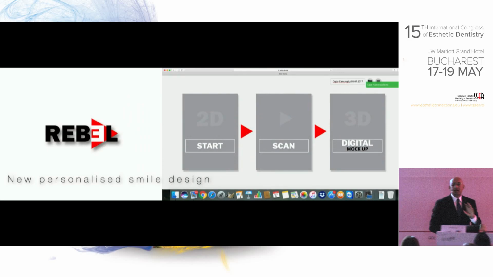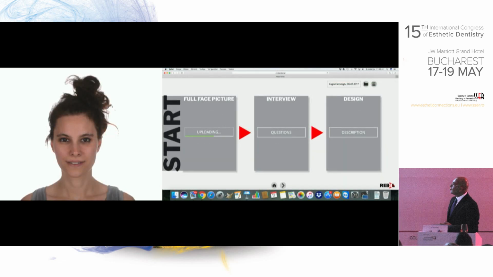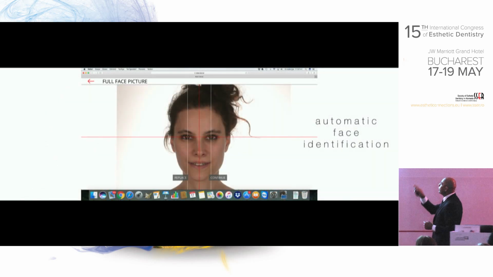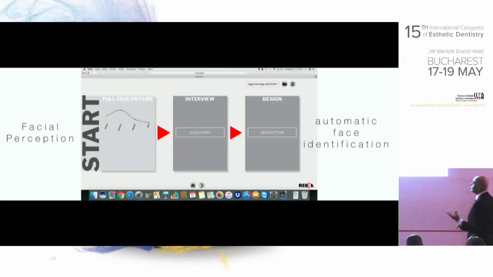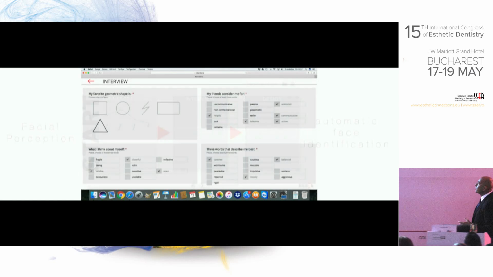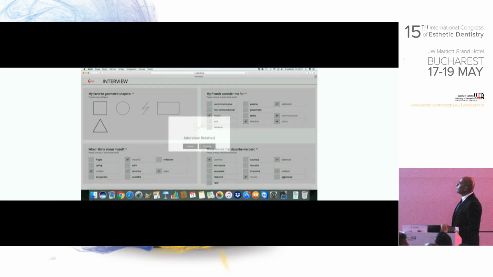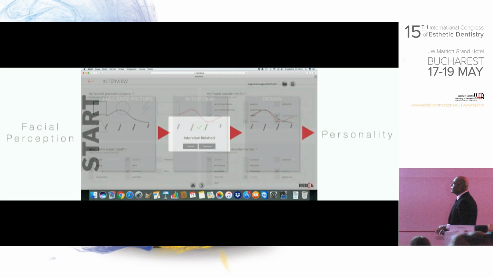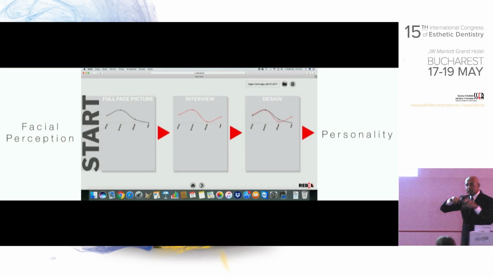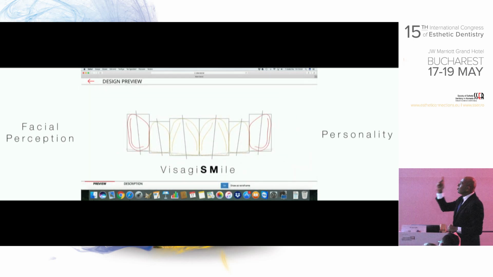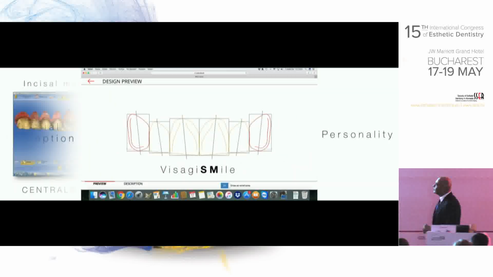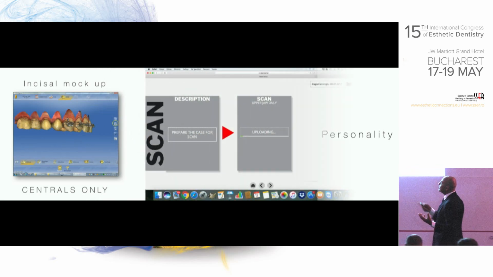At this point, I'm just getting into Rebel. What do I do? I take the picture of this patient and upload it. These are the pages you will be seeing. It will give me the facial perception, a very quick questionnaire. And then once it's completed, it tells you the combination in graphics. You don't have to do anything with this. It gets the Visage Smile design, and this is what we do.